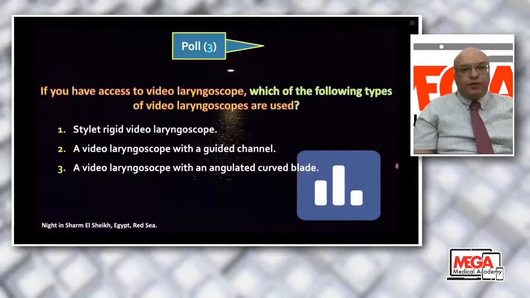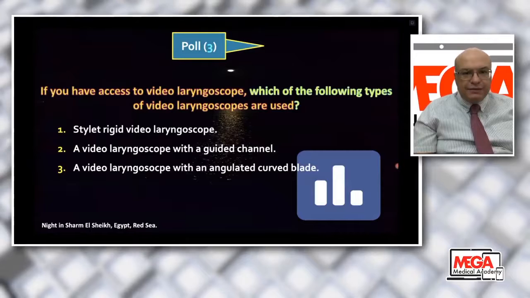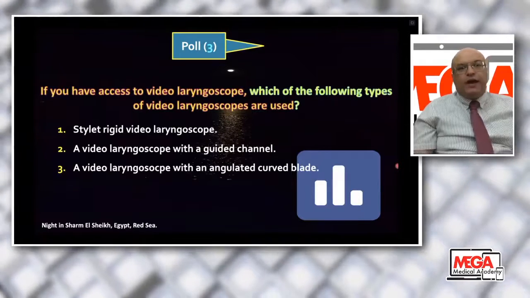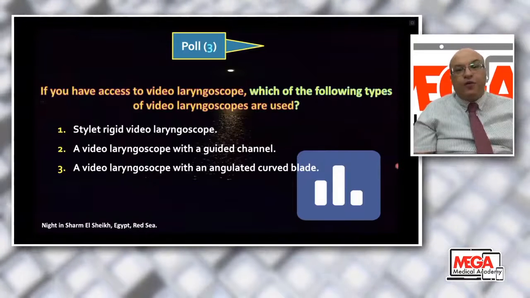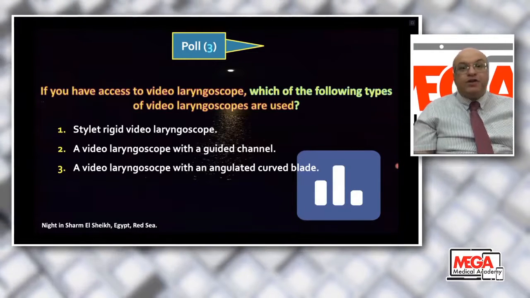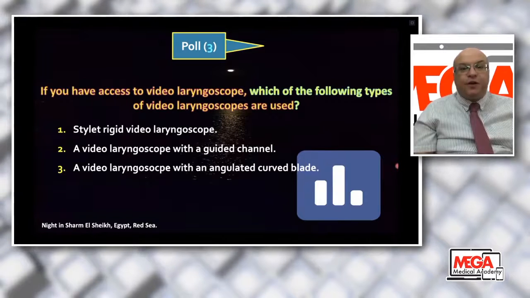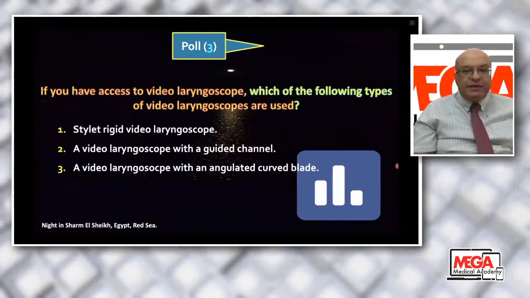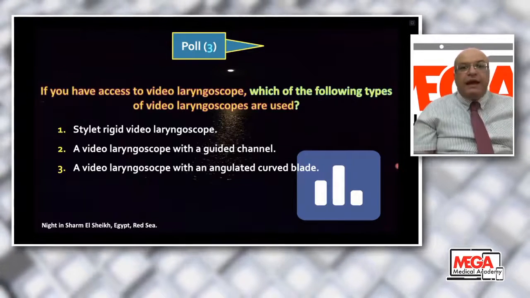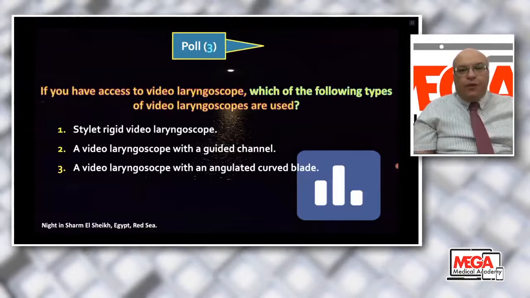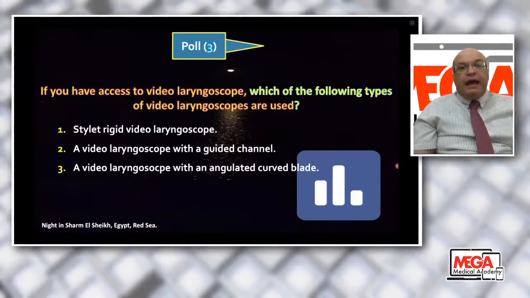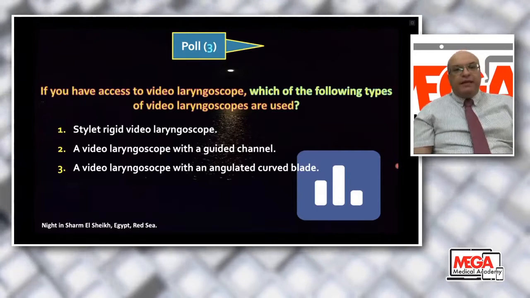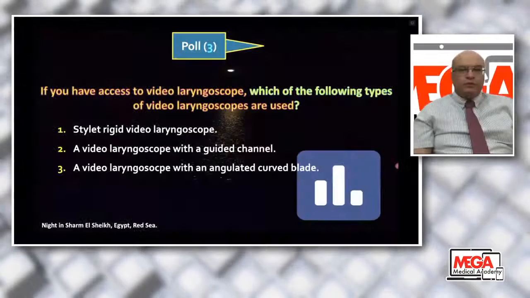The next poll, Dr. Saad, please. Dr. Saad? Okay, the question: if you have access to a video laryngoscope, which of the following types of video laryngoscopes are used in your practice, particularly in pediatrics? Stylet rigid video laryngoscope, a video laryngoscope with a guide channel, a video laryngoscope with an angulated curved blade. Please click on your answer.